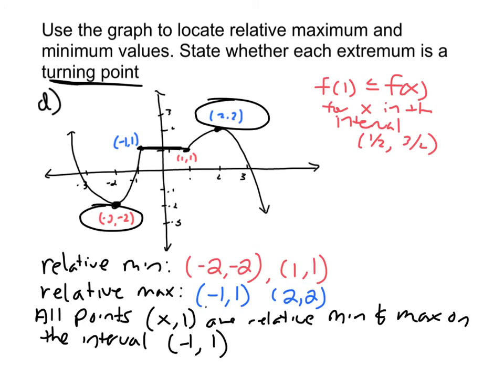Okay? So let me go ahead and write that. So turning points are negative 2, 2 and 2, 2.